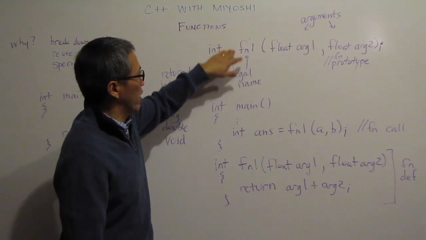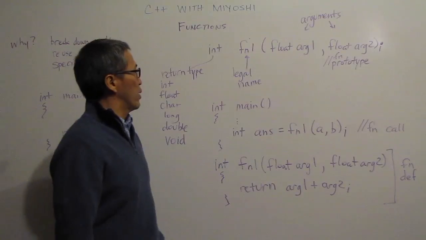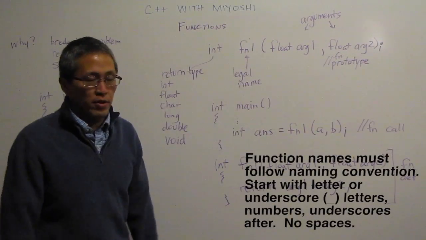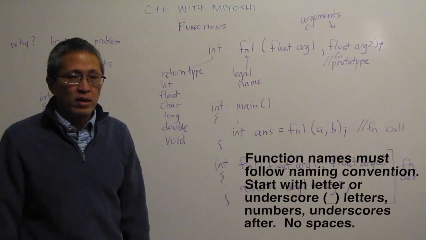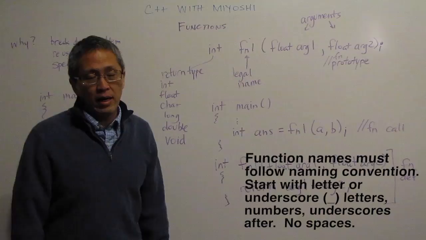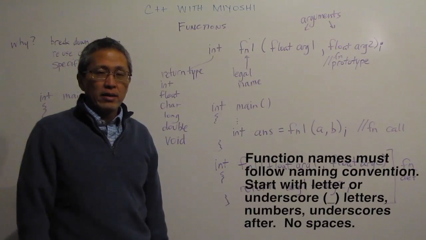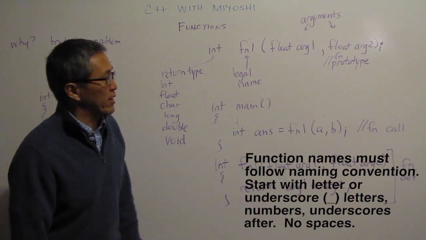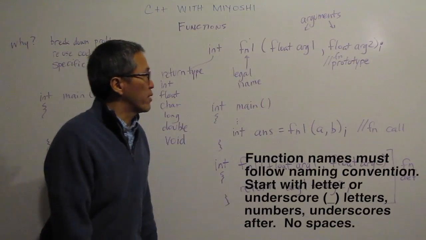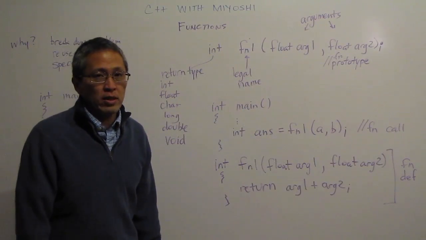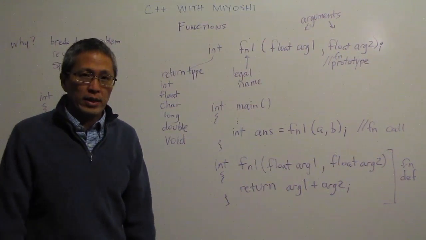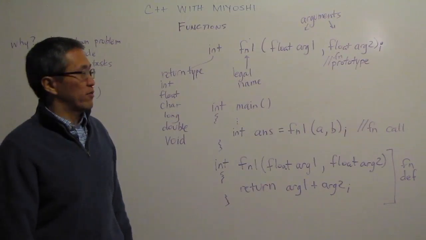So we have our function name here, and I have just fn1 for function1. Again, this has to follow the naming conventions that we have with our variables. In other words, it's got to be a legal name for a variable, which would mean it has to start with a letter or an underscore, and then after that it can have letters, numbers, and underscores in it. There are no dashes or any special characters. You can't use those in a function because you can't distinguish between a dash and a minus sign, for instance.